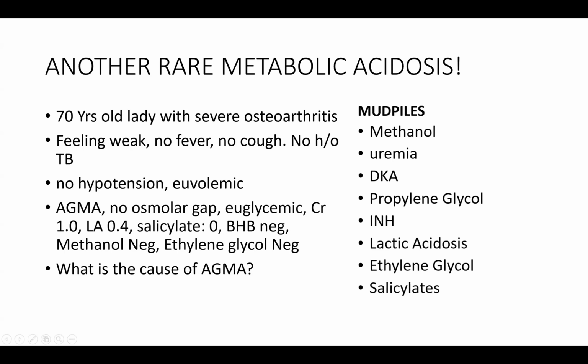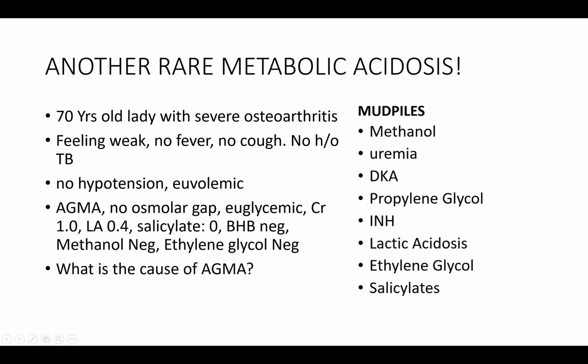So this patient actually was feeling weak, but blood pressure was okay. She was looking okay. She was euvolemic, afebrile, not septic, but there was an anion gap, and there was no osmolar gap. Patient was euglycemic, non-diabetic. Creatinine is normal. No uremia. Lactic acid is normal. And salicylate is normal. Beta hydroxybutyric acid is negative. We even did methanol level, ethylene glycol, even the osmolar gap was normal. We kind of went through these, the panel on your right.